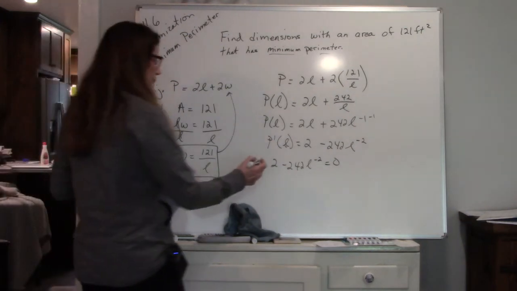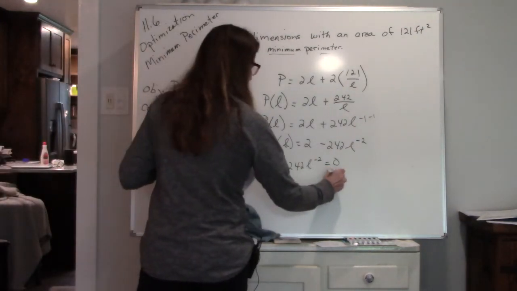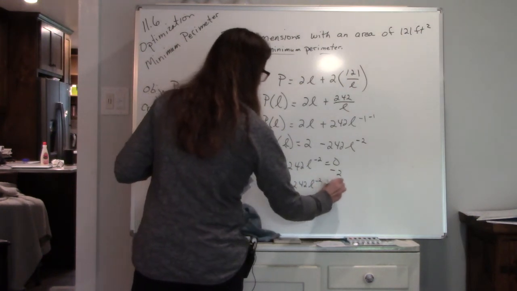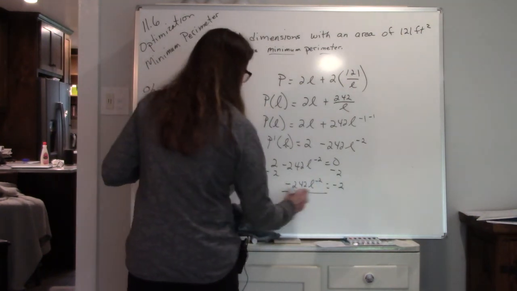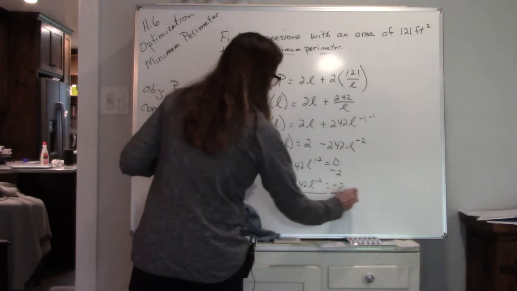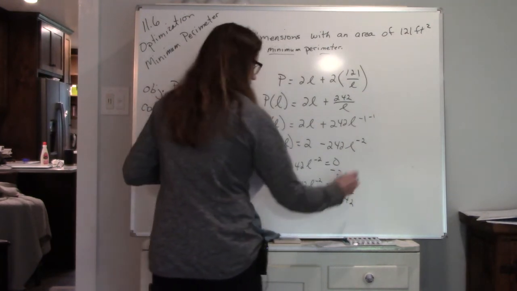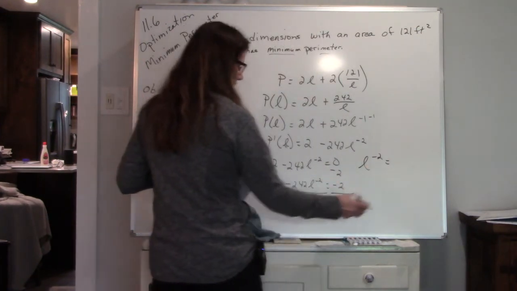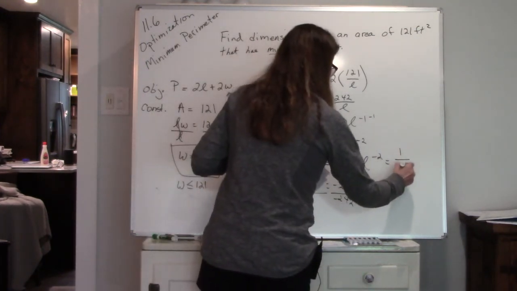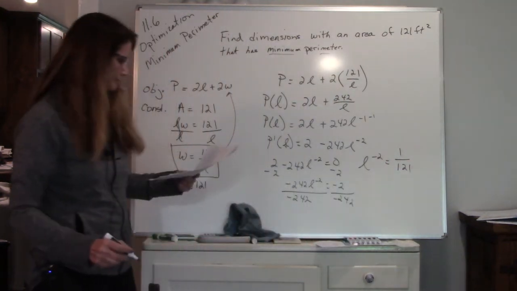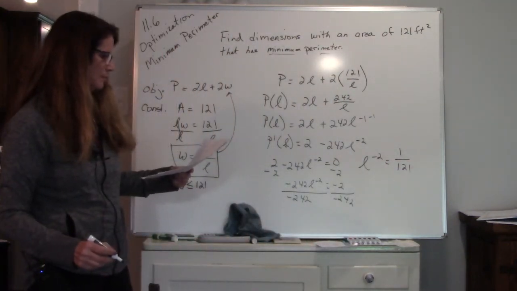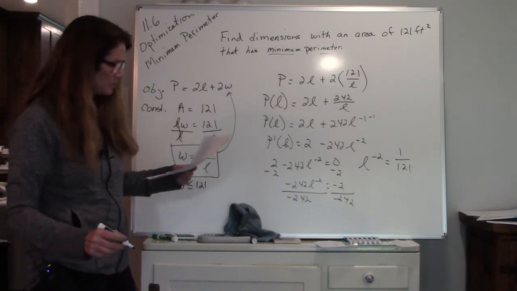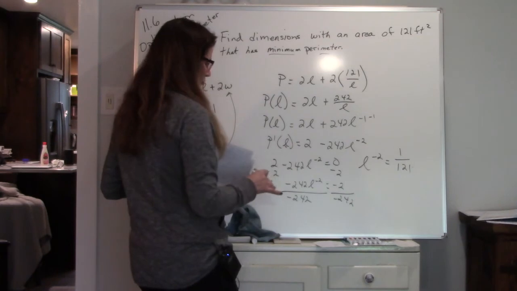Okay, so here we go. We're going to subtract 2 from both sides. So negative 242L to the negative 2 equals negative 2. I'm going to divide both sides by negative 242. So I get L to the negative 2. If I reduce this, this is 1 over 121. Okay, just checking, making sure my numbers are right.